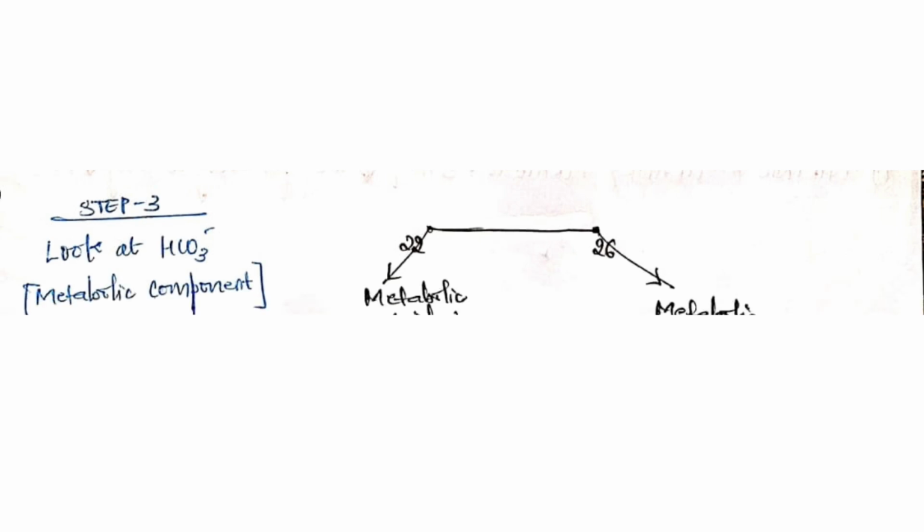Step 3. Look at the bicarbonate, the metabolic component. Normal range is 22 to 26. If it is less than 22, it is metabolic acidosis, and if more than 26, it is metabolic alkalosis.